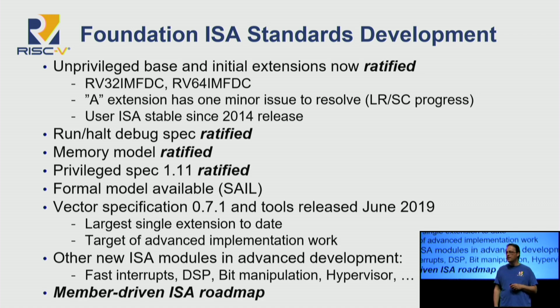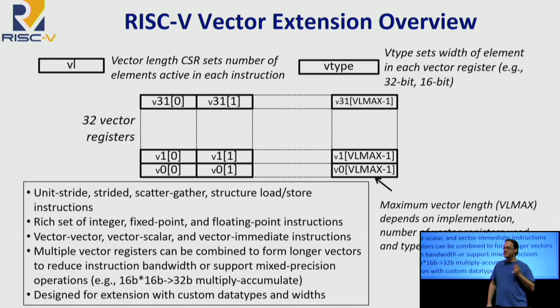The one thing about this is a member-driven ISA roadmap. It's driven by members coming along and saying, we want to work on this. Let's set up a task group. Let's get the experts involved. Let's try and push this design forward. So one thing I'll just briefly mention is the vector extension.